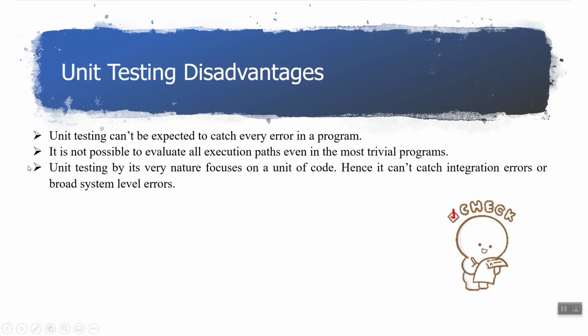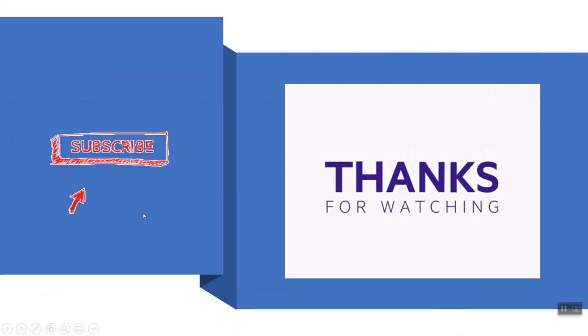There are some disadvantages also for unit testing. Unit testing can't be expected to catch every error in the program. It is not possible to evaluate all the execution paths even in the most trivial programs. As in unit testing, we test the single unit of a code, we cannot use unit testing to catch the integration errors or broad system level errors. So these are some of the disadvantages of unit testing.